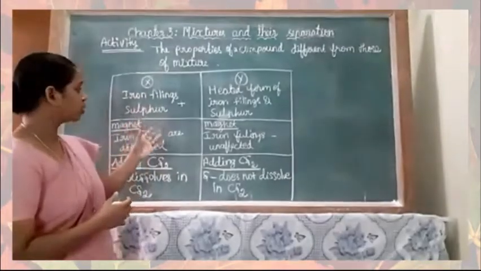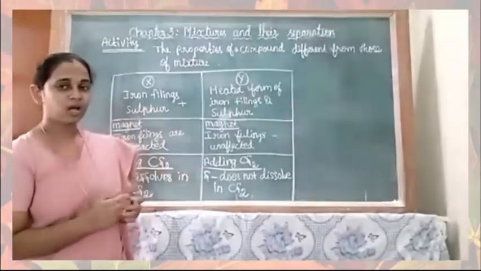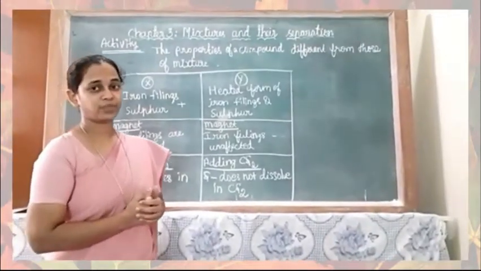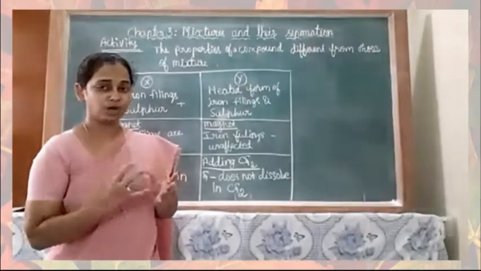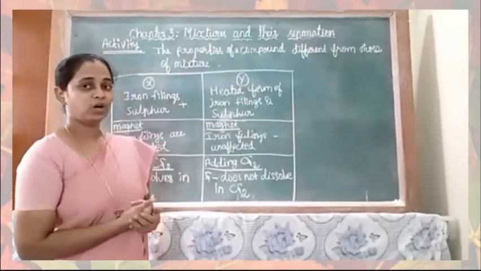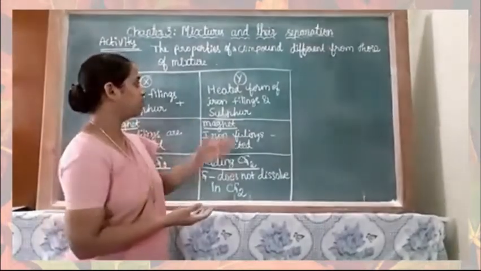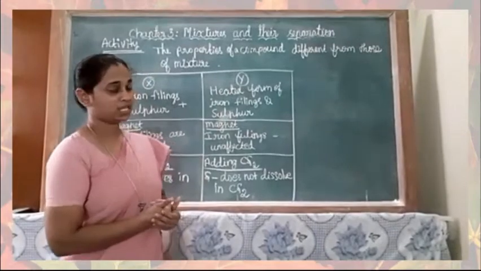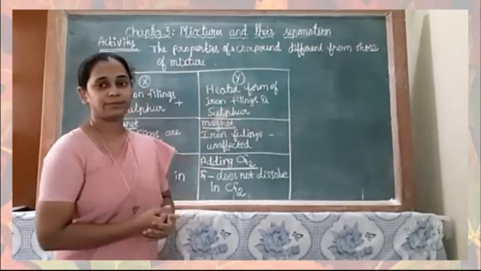Take the remaining portion of the mixture of iron filings and sulfur in a test tube and heat it. When it is heated, a black mass is formed. Put it on a watch glass. Let it be sample Y. Sample Y is the heated form of iron filings and sulfur.